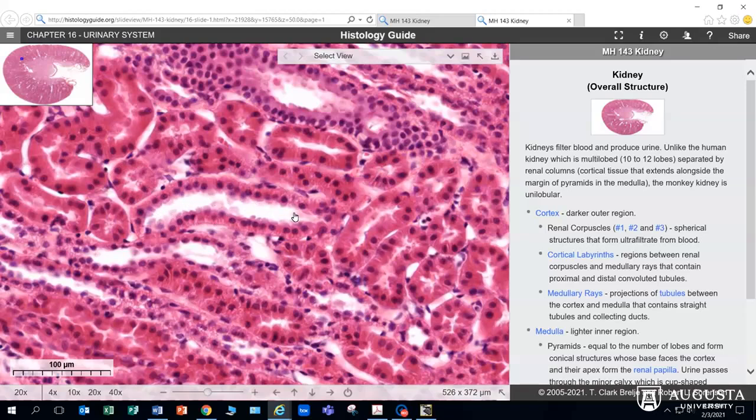But pay attention to the shape of the nuclei. When we see these beautiful round nuclei with a very squared off shape to the cell, this is simple cuboidal epithelium.